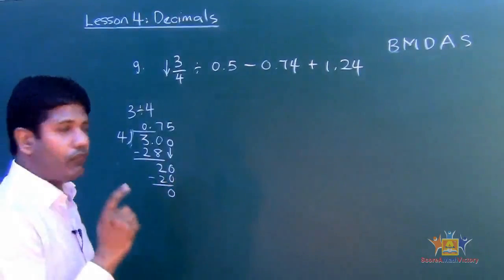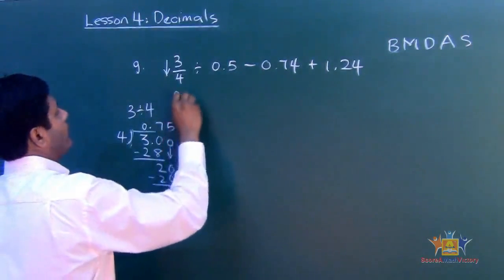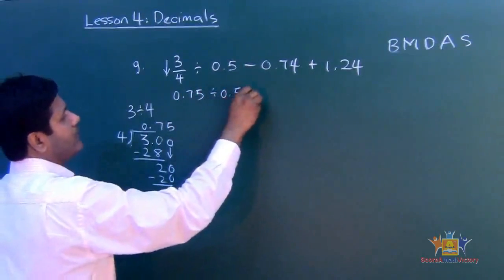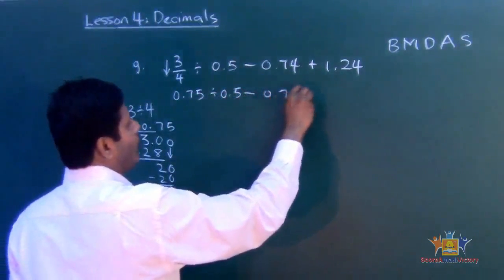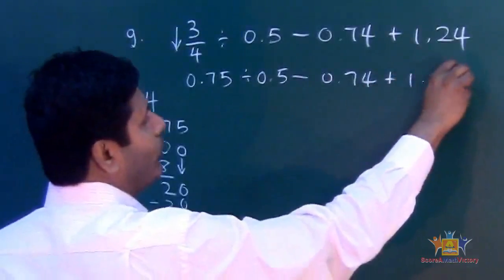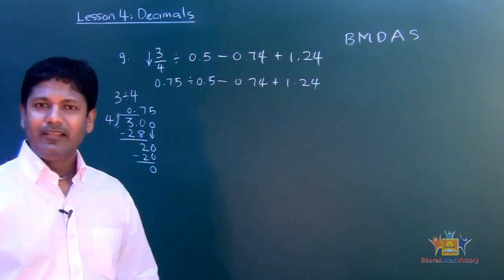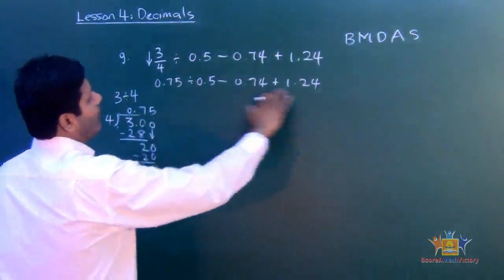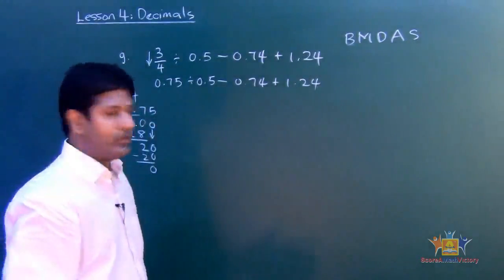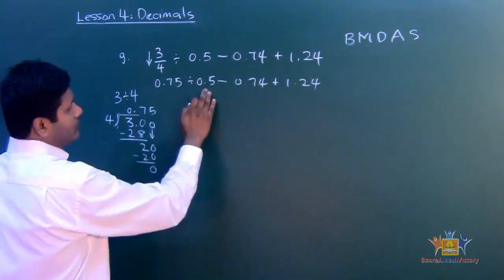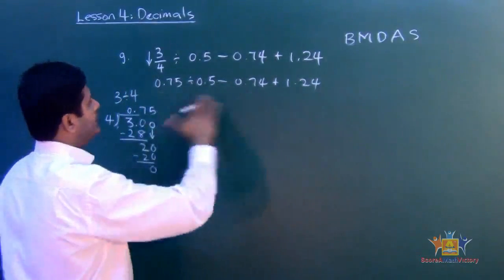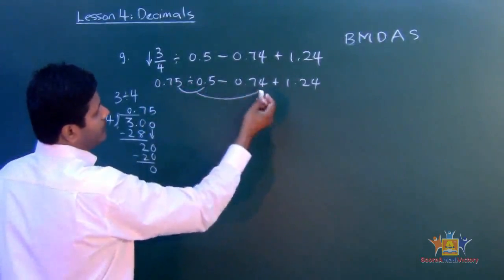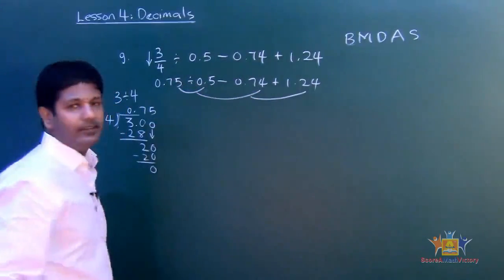So 3 over 4 is 0.75 divided by 0.5 minus 0.74 plus 1.24. See that? Just an extra step you have to make. Now you've got everything in the form of decimals, so you should be able to do it. Division takes the priority because there are no brackets. I'm going to do the division first, and then subtract, and then add.